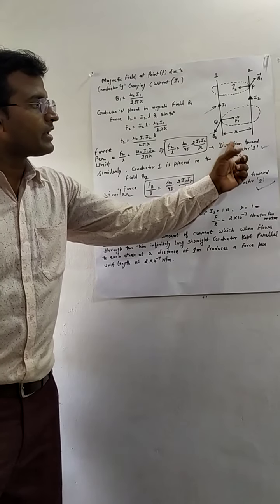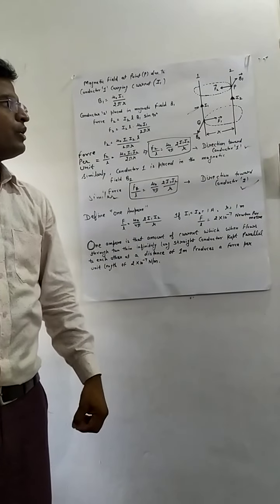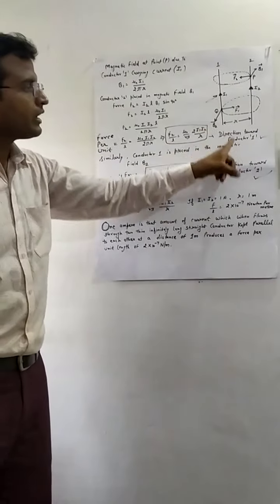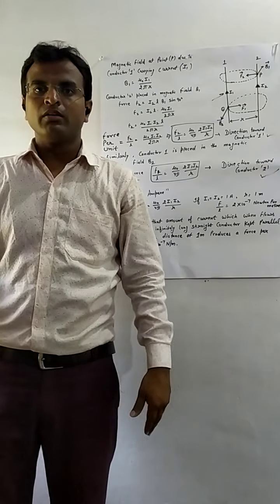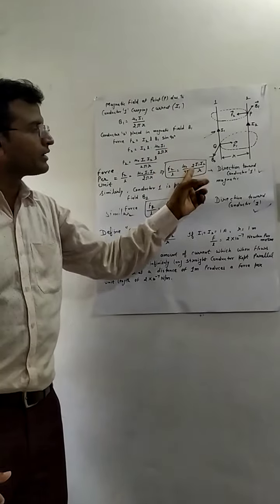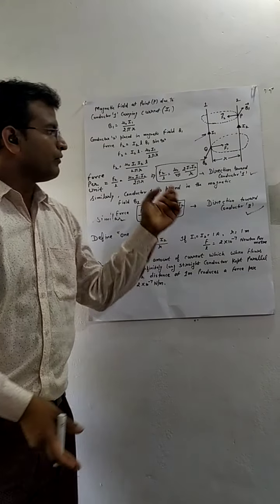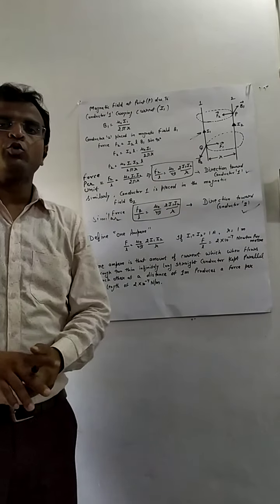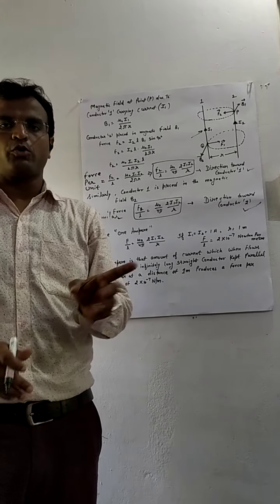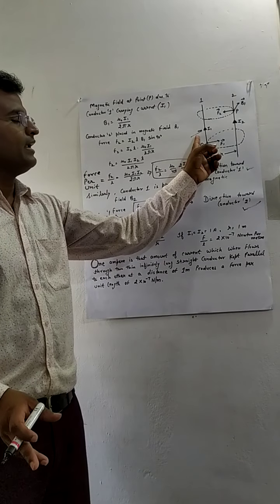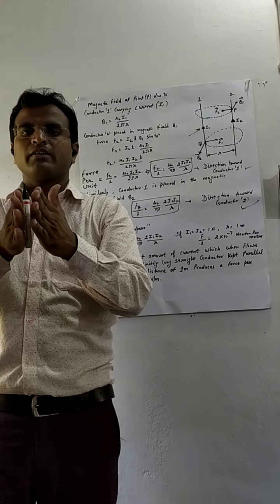In the previous case, the direction was toward conductor 1, and in the second case, the direction of force is toward conductor 2, so they attract each other. So the two conductors experience a force, and the formula for force is equal, which is mu naught by 4 pi 2 I1 I2 by R. This is the formula for force per unit length, not force. And the direction of force, they attract each other.